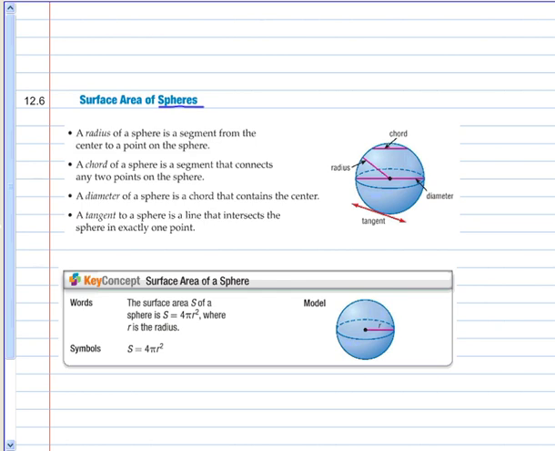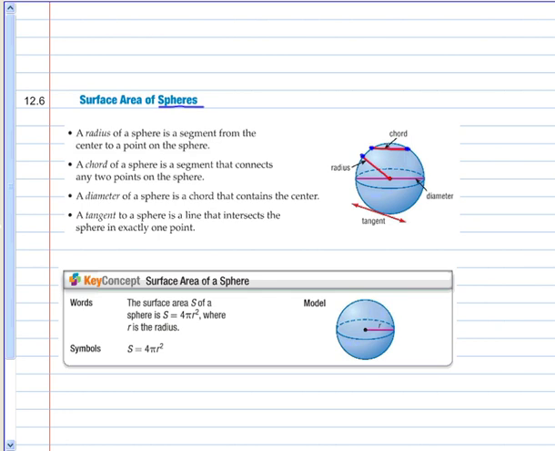Radius of a sphere, just like the radius of a circle, it is going to be the distance from the center of the sphere to a point on the sphere. You know that a sphere is a ball. I hope you know that. A chord, just like in a circle, a chord is going to connect 2 points on the sphere. So that's going to be a chord right over there.